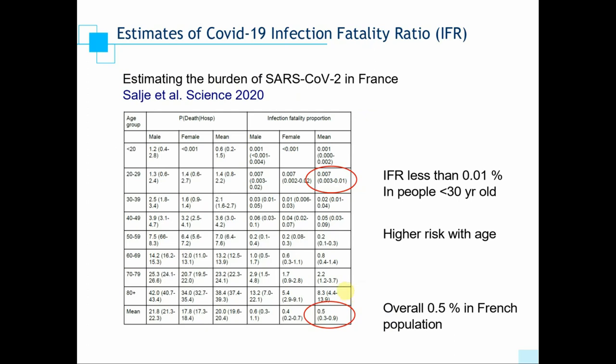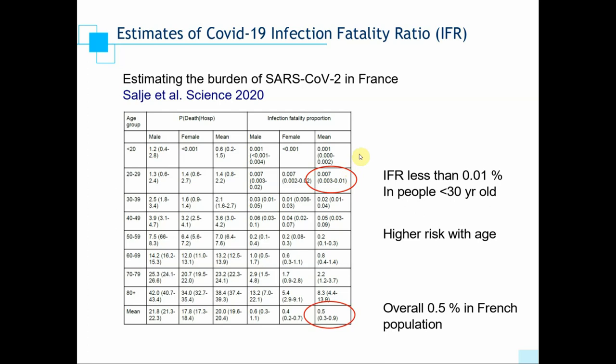So in France, the best stats were published in the summer of 2020. This was a group of statisticians at the Pasteur Institute who managed to break down all the available data to calculate the infection fatality ratio for each age group. This number means: if you are infected, what is the risk of you dying?